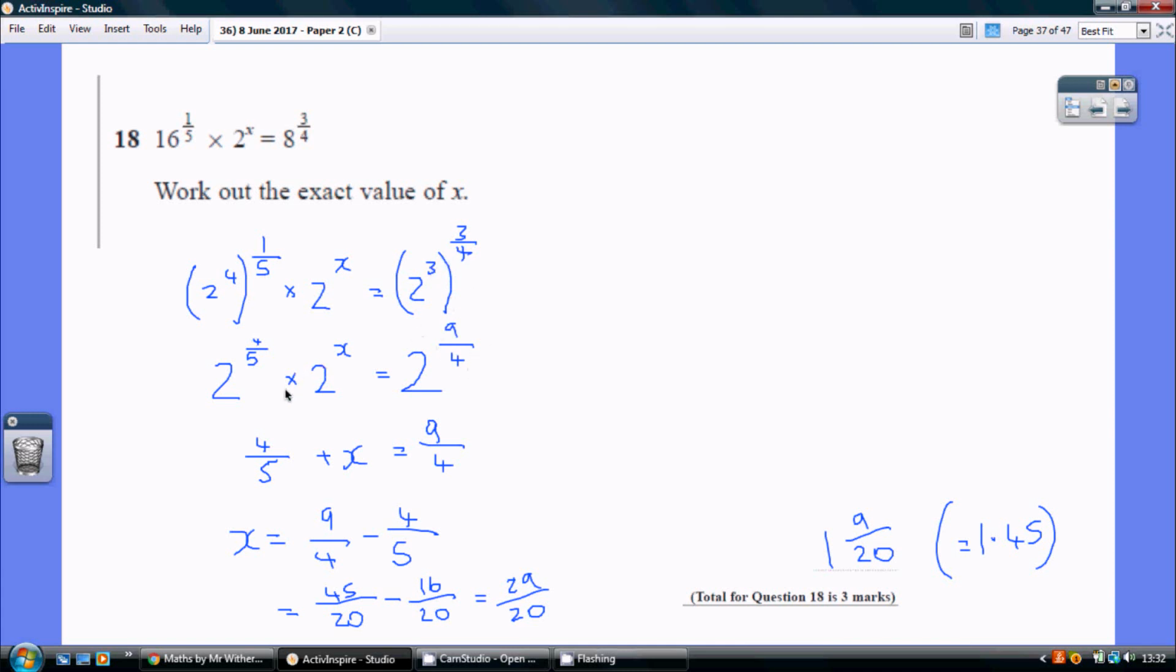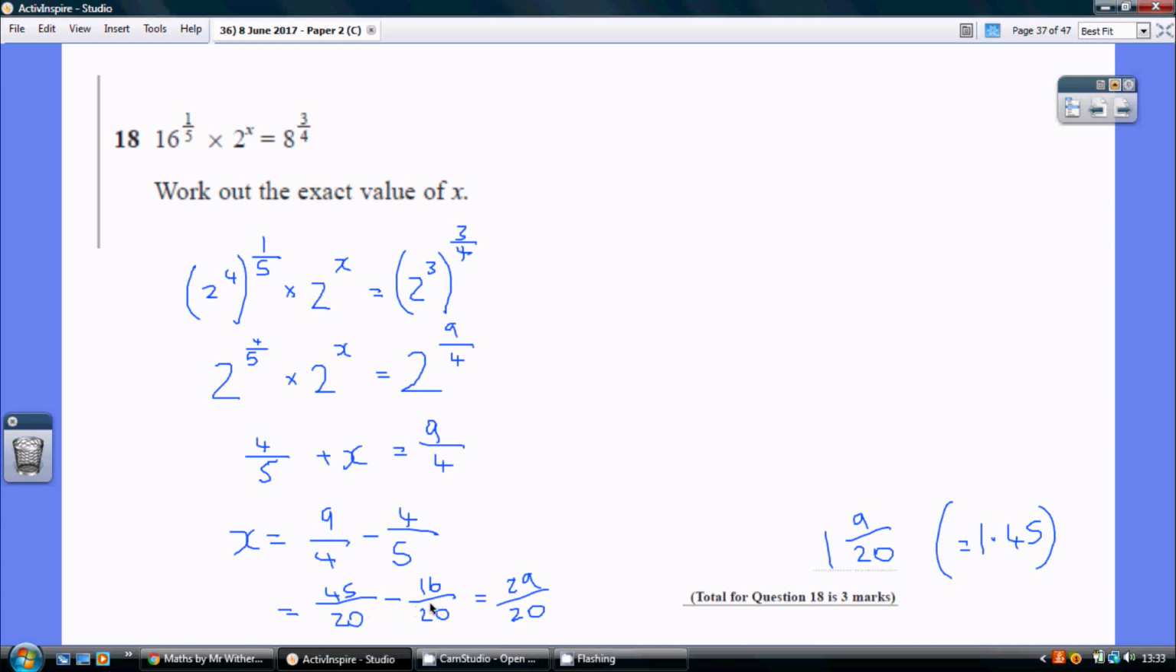And then following the index rule, we know when we're multiplying we add the powers. So 4/5 add x, not times, but add x equals 9/4. So then it's really just playing with our fractions. So x equals 9/4, take away 4/5.